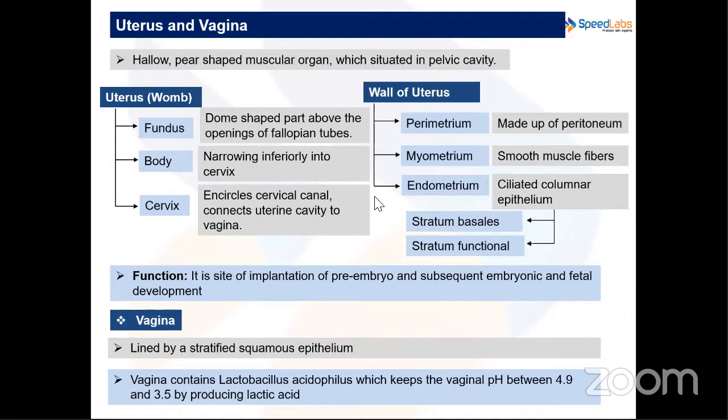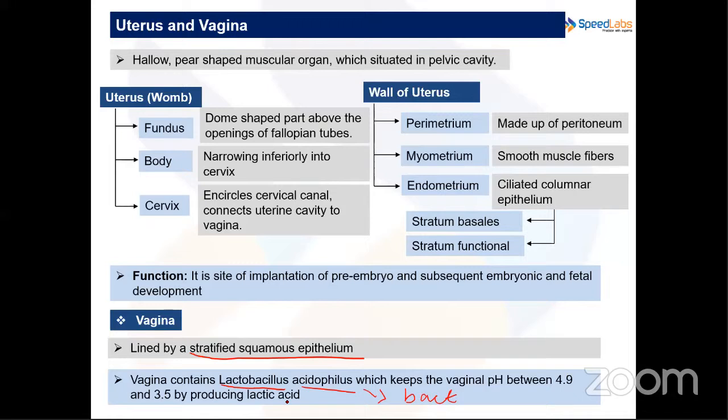Now, vagina is also known as the birth canal, that I told you yesterday. And it is lined by the stratified squamous epithelium. Stratified means that it is multiple layered, and squamous epithelium means the cells are flattened. So the vagina is lined by the stratified squamous epithelium. And I told you the vagina contains Lactobacillus acidophilus. This is the bacteria.